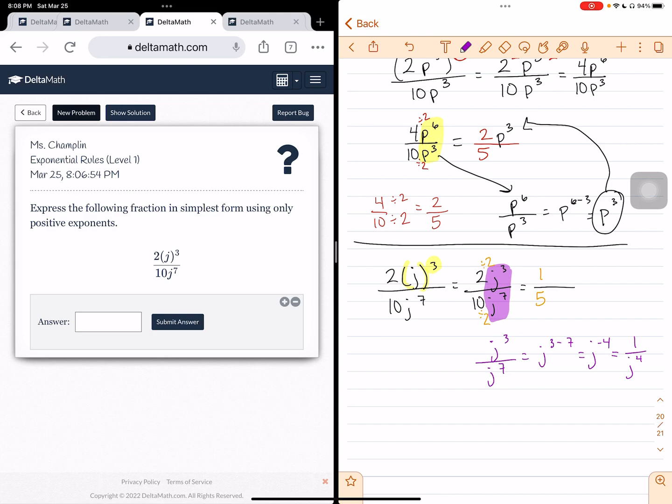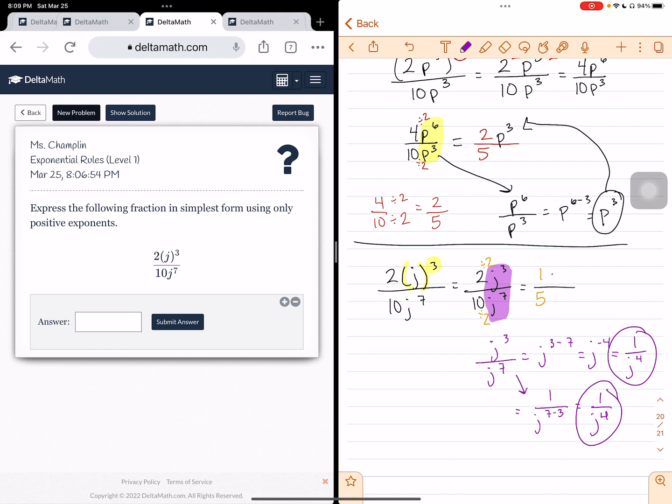Now, you guys might have seen that if the bigger exponent is down in the bottom, I don't know if DeltaMath did this or Khan Academy, somewhere did it, where they would say, okay, then this is equal to 1 over j to the 7 minus 3. So if the bigger exponent was in the bottom, then you would put the subtraction piece in the bottom. And that's totally fine. I mean, because look, we get 1 over j to the 4th each time, right?